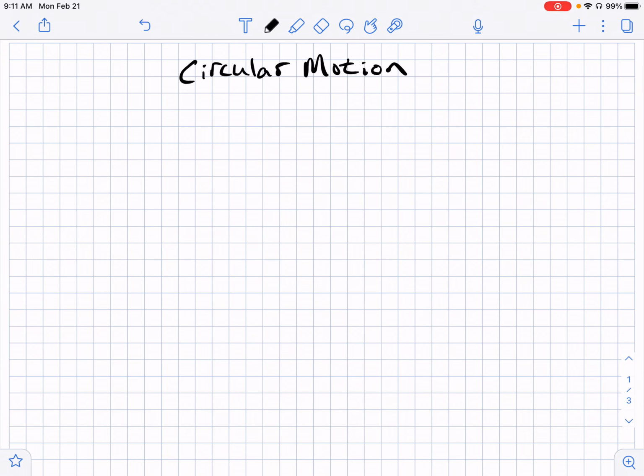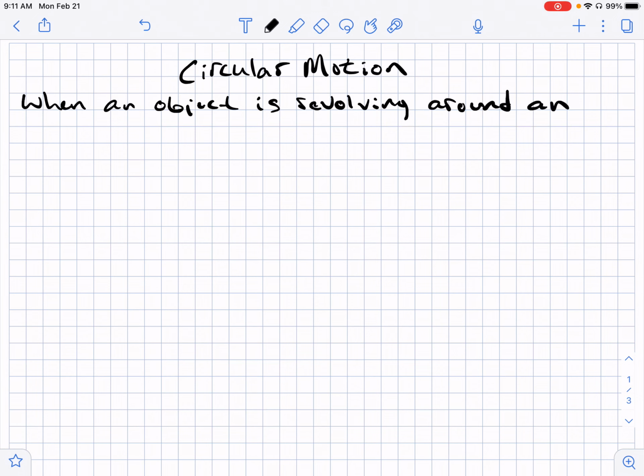And so first, let's go ahead and describe what circular motion is. Circular motion is when an object is revolving around an external, I'm going to underline this word here, axis.